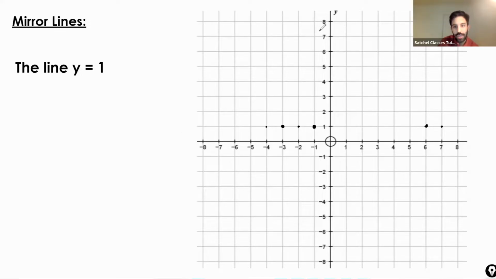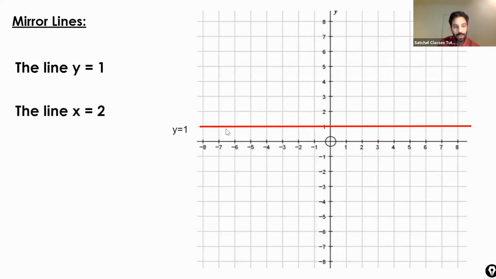And if I just clear the drawings, this is what the line will look like. At any point on this line, your y coordinate will always be 1. Your x coordinate will change, but your y coordinate will not change. So this is the line y equals 1. Now, let's try another one then. So the line x equals 2.